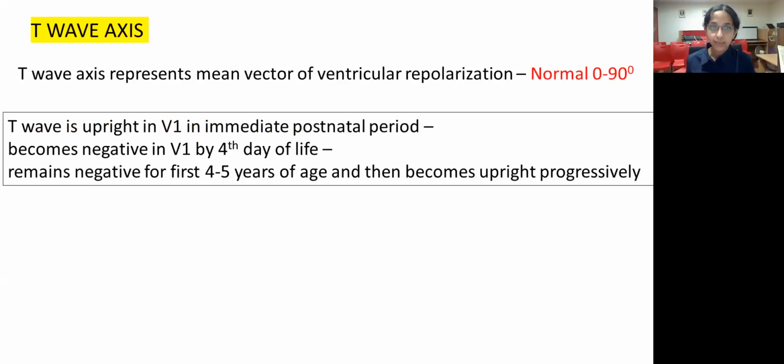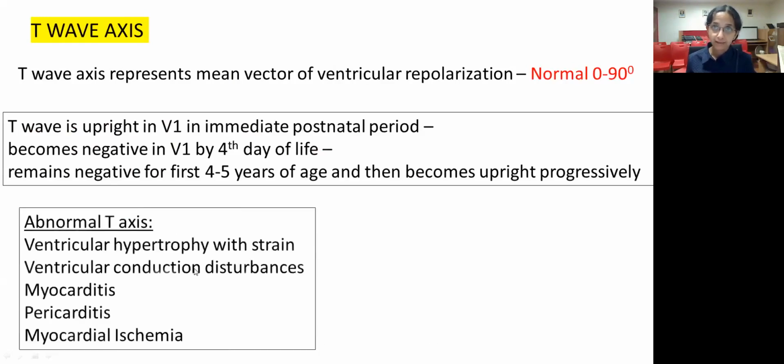The T wave is usually upright for the first 3 days of life. This is a very important understanding. From the 4th day, it becomes negative and it stays negative for the first few years of age, maximum up to 8 years of age, and then progressively becomes upright. So a negative T wave between 3 days and 3 to 8 years of life is normal. If the T wave axis is abnormal for age, it means that we have ventricular hypertrophy or a myopericardial disease.